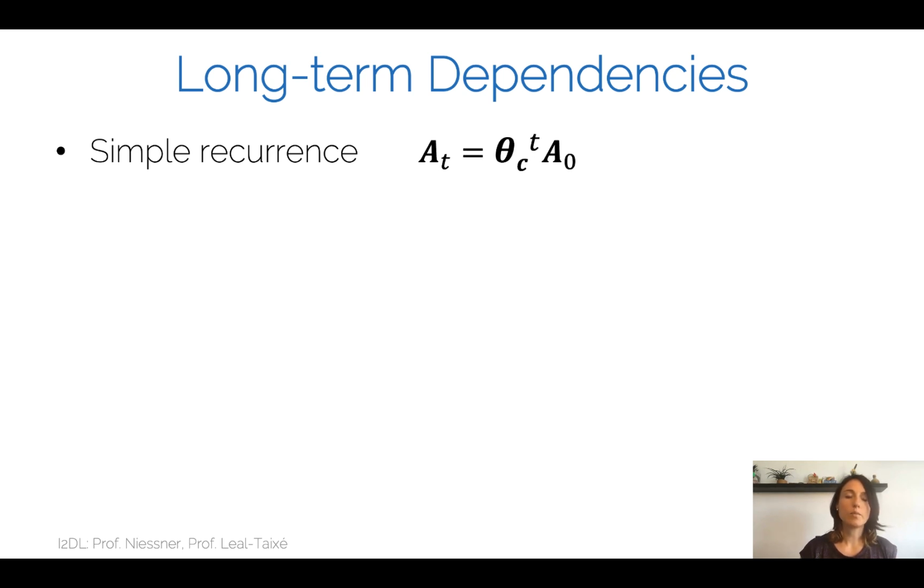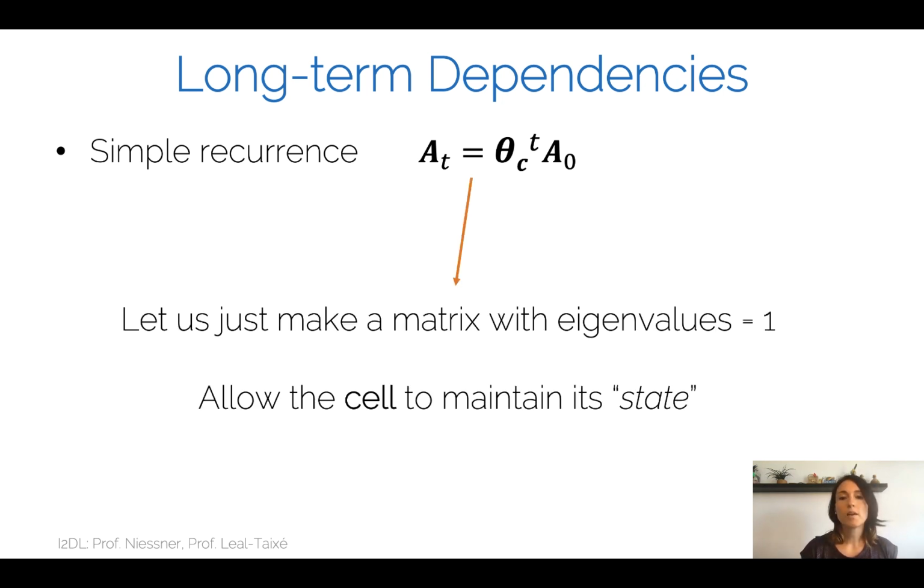But one might wonder, well, I know that if the eigenvalue is smaller than 1 or larger than 1, then I have a problem. But why not have a matrix with eigenvalues exactly 1? If below 1 is a problem and above 1 is a problem, why not try to find eigenvalues exactly 1? And this is related to the concept of allowing a cell to maintain its state, which will make a lot more sense once we introduce the next few slides.